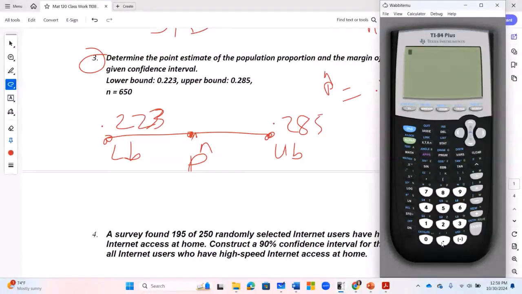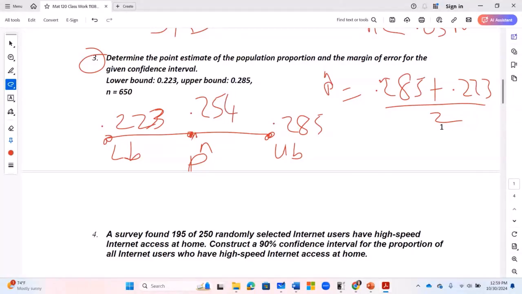Add upper bound and lower bound: 0.223 plus 0.285. And I have that, then divided by 2. When I divide it by 2, I get the point estimate. And the point estimate is the estimate of the proportion. So the point estimate is 0.254.